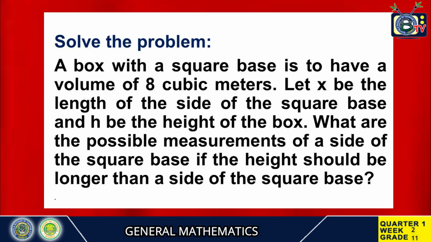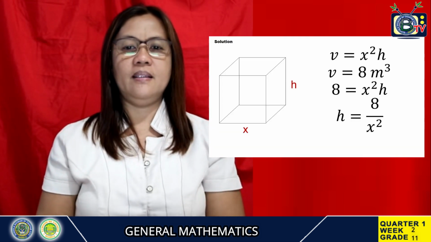Applying rational inequality in problem solving: a box with a square base is to have a volume of 8 cubic meters. Let x be the length of the side of the square base and h be the height of the box. What are the possible measurements of a side of the square base if the height should be longer than a side of the square base? The volume of the box is the product of its length, width, and height.